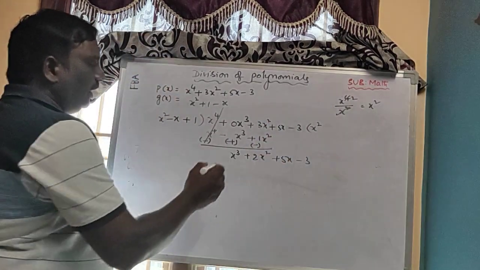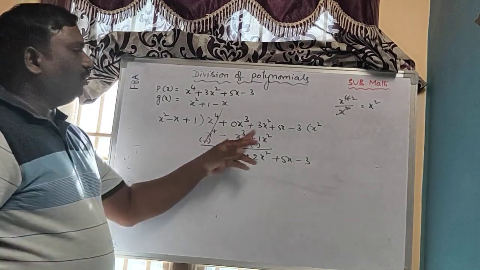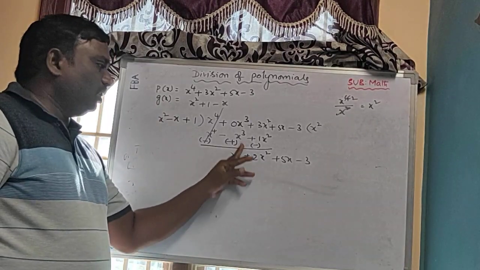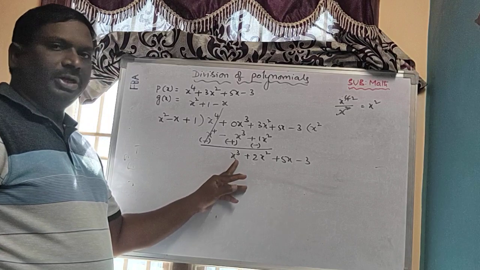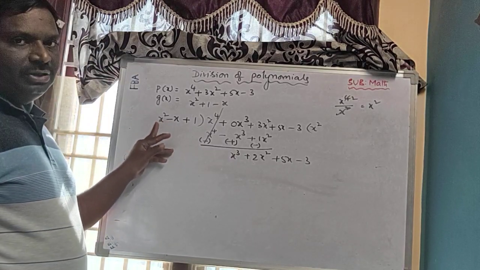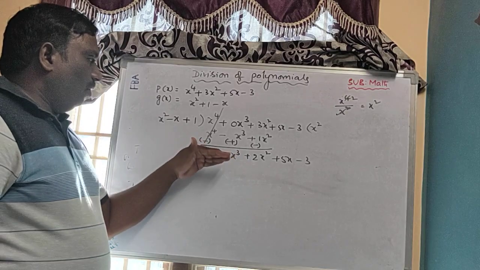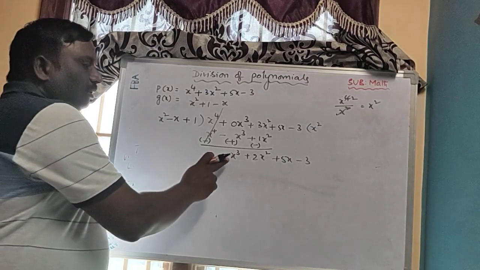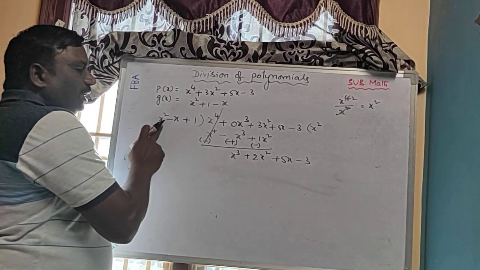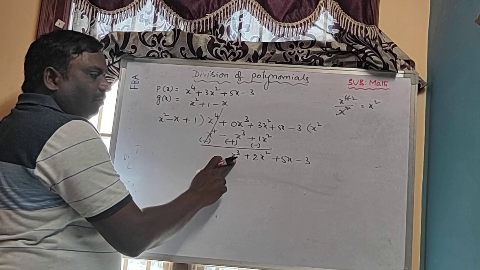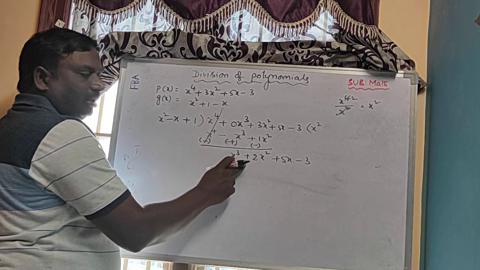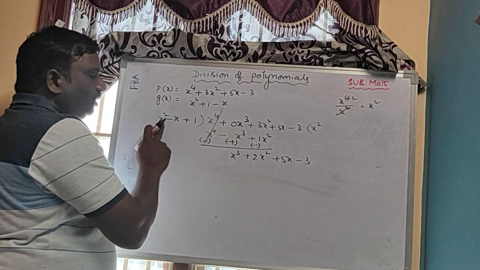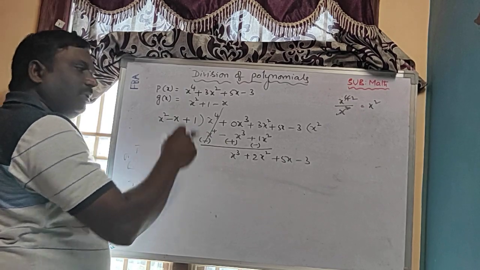So similarly, next again, what I did here to get the quotient: first term of the dividend by first term of the divisor. Here also, first term of the remainder by first term of the divisor. Up to where we have to do this? The degree of the remainder should be less than the degree of the divisor. But here the degree of the remainder is 3, and here the degree is 2. So when the degree is 3 and the degree is 2, 3 is greater than 2. That's why you have to do it again.